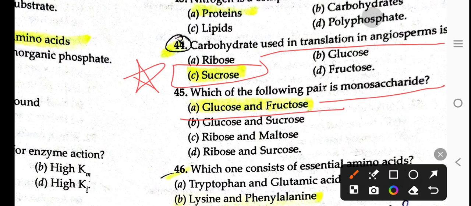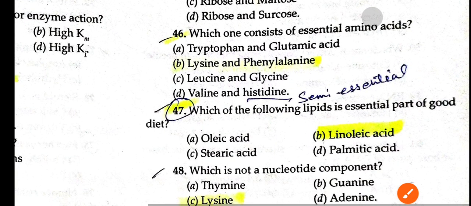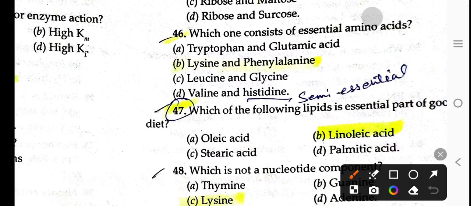Next, which consists of essential amino acids? So it is option number B, lysine and phenylalanine. It is the right answer. Which of the following lipids is an essential part of a good diet? So it is linoleic acid, which I think is also called omega 6 fatty acid. It is an essential part of a good diet.